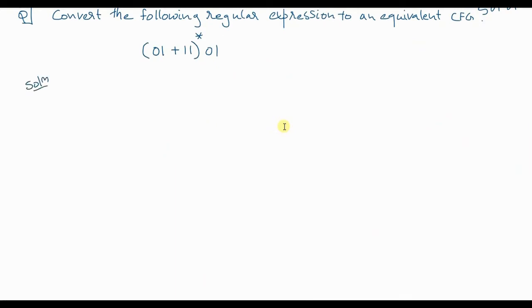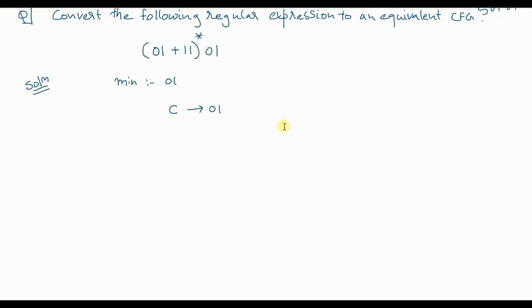Okay. Now very first thing, what is the minimum possible string? Minimum possible string is 0, 1. Now this minimum possible string should be accepted by CFG. That means starting with a particular production, starting with a particular non-terminal, I should be able to get a string 0, 1.